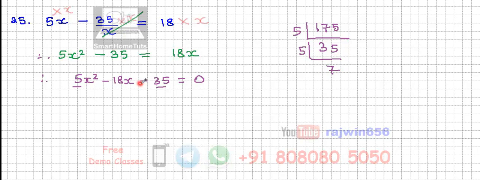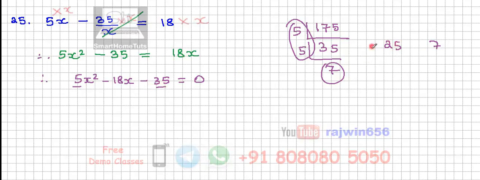The last term is negative, so I'm supposed to subtract the factors. Why? Because the last term is negative and the product is minus 175. So whatever factors you are doing, you are supposed to do the subtraction. Now we take this pair, 5 into 5 is 25, and the other number is 7. I'm going to do a subtraction: 25 minus 7 is 18. So the factors are 25 and 7, where one has to be positive and one has to be negative, because the last term is negative.